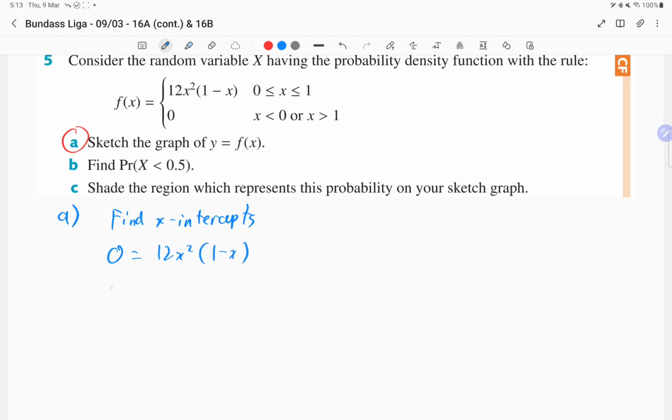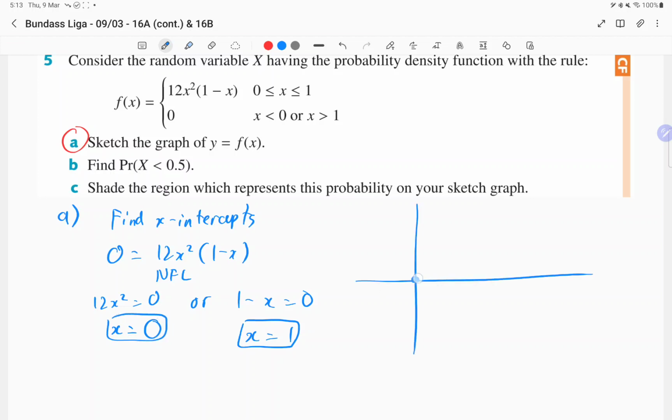So sub 0 equals to f(x), so that would be 12x squared times (1 minus x), which means using the null factor law, you've got 12x squared equals 0 or 1 minus x equals 0. On this side, divide both sides by 12. Well, 12 times something squared equals 0, that thing must be equal to 0. And this one will be x equals 1. So we've got the two x-intercepts, which are 0 and 1. Now let's have a look at the graph. So 0 and 1 here. These two are the x-intercepts. What do you think the graph looks like between 0 and 1?